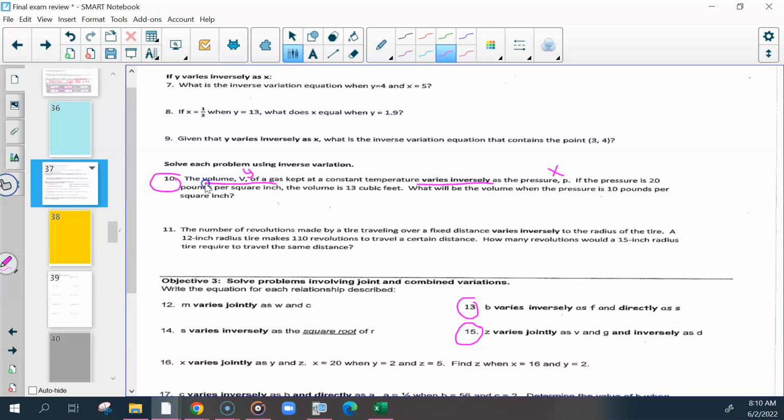So here, if I set up my equation, this would be 20 times 13, because to find our K, we're multiplying x and y. Equals, we're looking for our volume when the pressure is 10. So we can multiply both sides and solve for V. So 260 equals 10V, divide both sides by 10, and V equals 26.